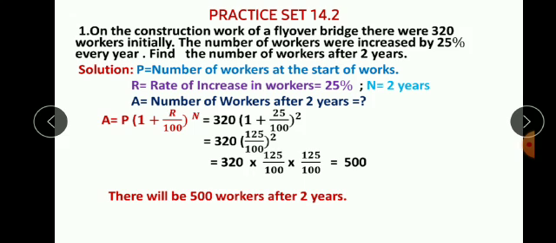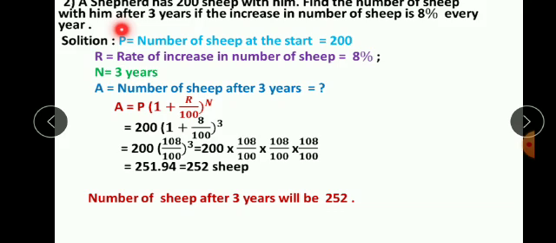Now practice set 14.2, first question is over. Let us start the second one. Read the question, second one from the textbook. A shepherd has 200 sheep. See children, you have to take out the textbook and read the question. Take out page number 93.